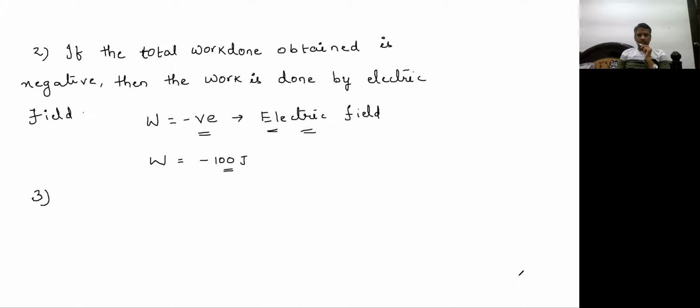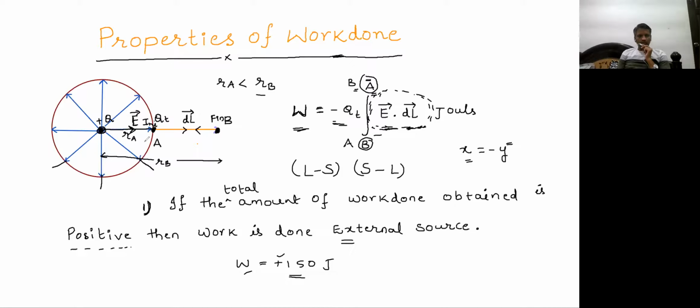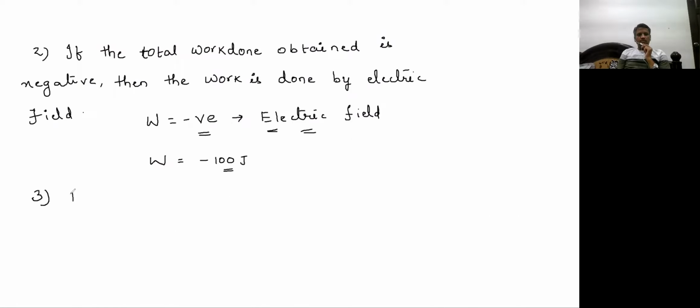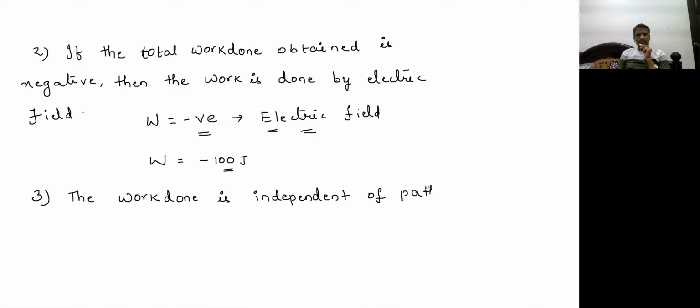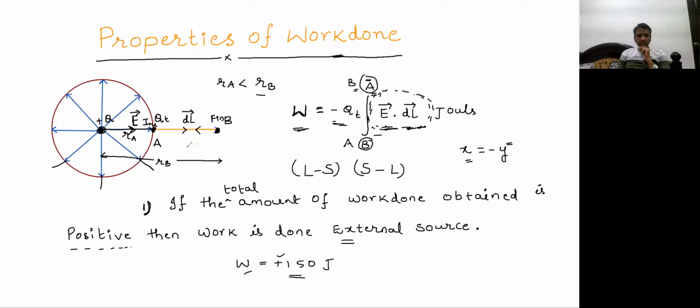And the third and most important point here is, I'll first give you the statement, then I'll explain. The work done is independent of the path selected, or we can say the work done in all the directions from the test charge qt to the position of charge q will always be the same. Let us try to understand that. I'll be erasing all this.